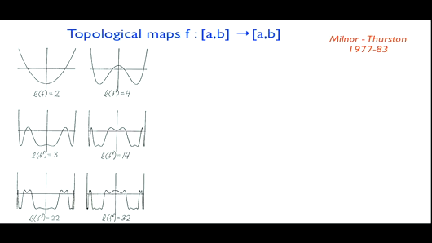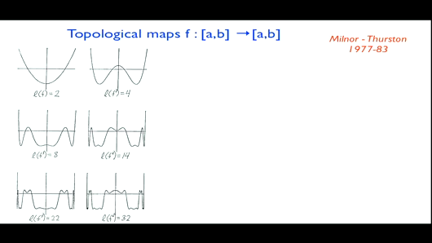One invariant you can attach to a map of the interval to itself, like x squared minus c, is the following. Let's really investigate the iterates of the map. Here's the graph of the function f. Here's the graph of the function f squared. Here's the graph of the function f cubed, by which I mean f composed with itself 3 times.